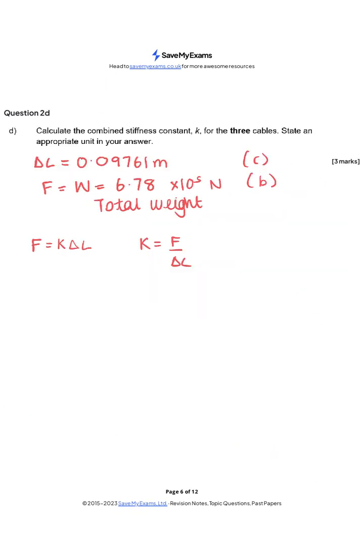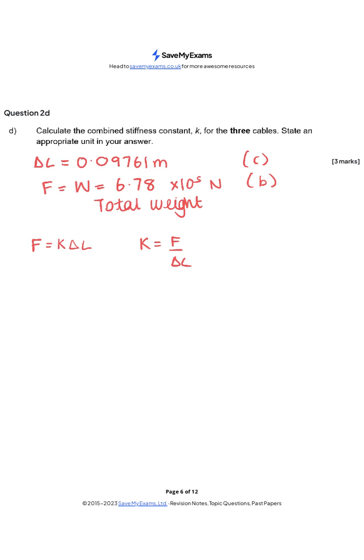Question 2D wants us to calculate the combined stiffness constant K for all 3 cables and give a unit. So I've copied down from the previous questions what we already know and what we're going to need here. So we're going to be using the equation F equals K delta L and rearrange it for K. So we need the delta L, 0.09761, and then for the force, or the weight, we're going to use the total weight from part B.